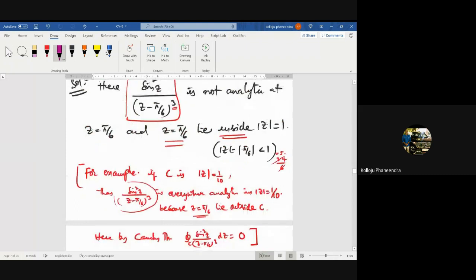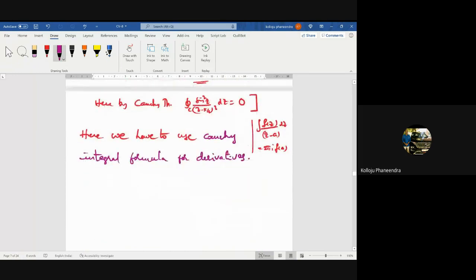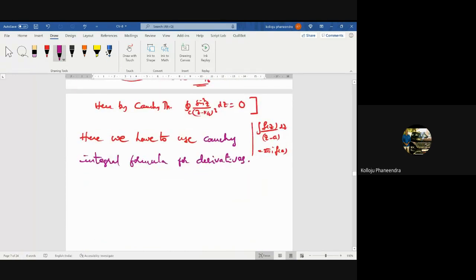When there is a power in the denominator, something to a whole power, more than 1, what is the formula? Do you remember? I told you: the nth derivative of f at a equals 1 by 2 pi i times the integral over C of f of z by z minus a whole power n plus 1. This is the formula, right?